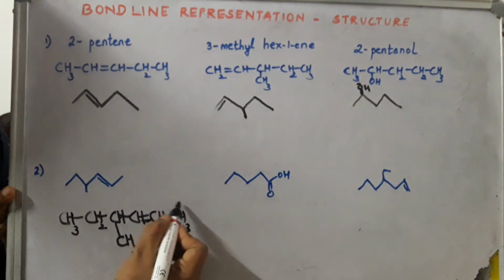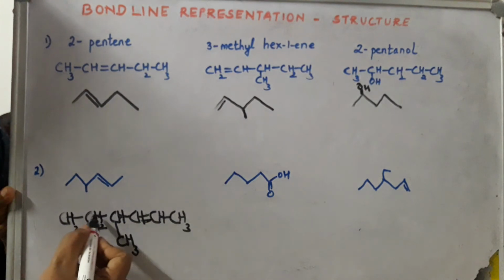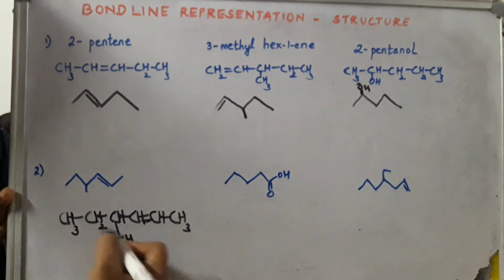We know that carbon satisfies 4 valencies, tetravalency, so 4 bonds should be there. So that's why we gave the necessary hydrogen to satisfy tetravalency.